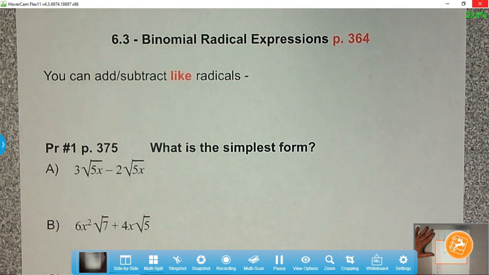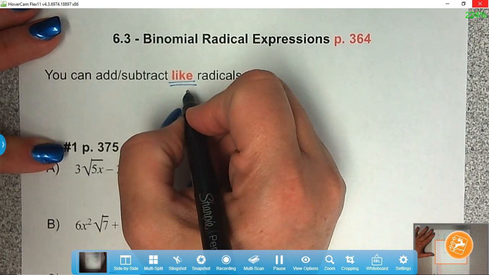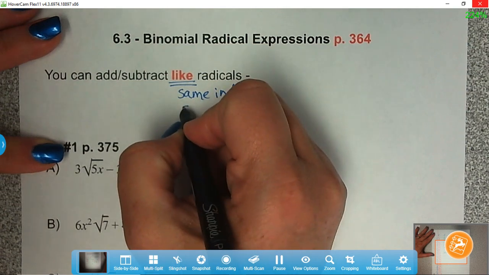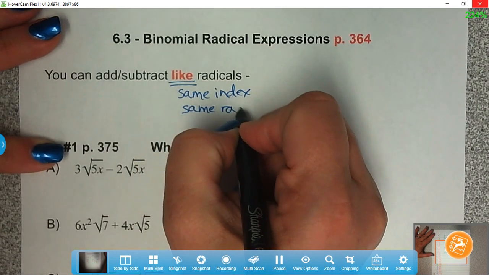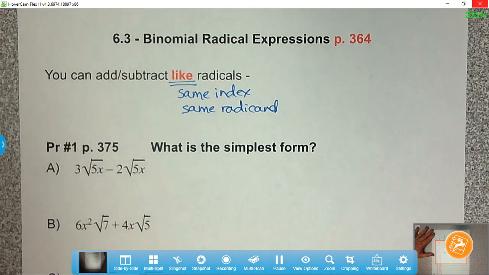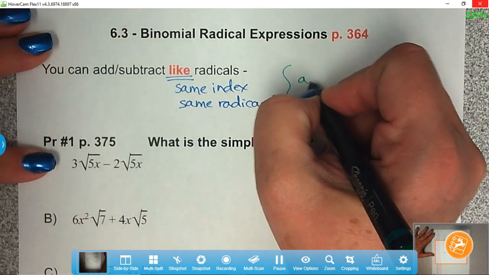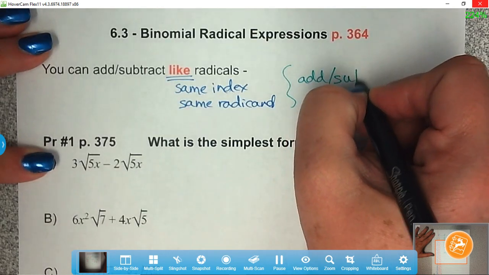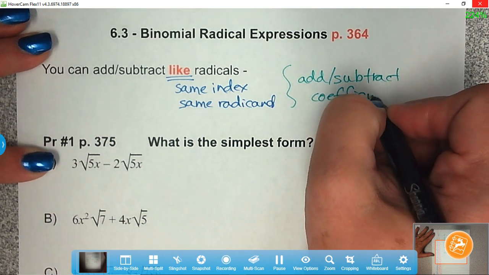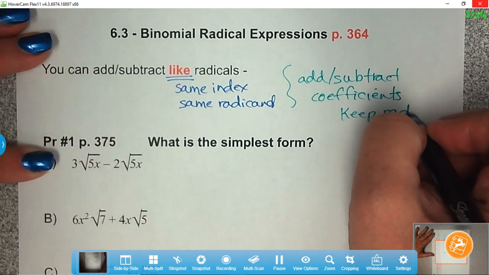To add and subtract, you have to have like radicals. When I say like radicals, that means the same index and the same radicand. If you have the same index and same radicand, all you have to do is either add or subtract the coefficients, and then you're going to keep whatever your radical is.